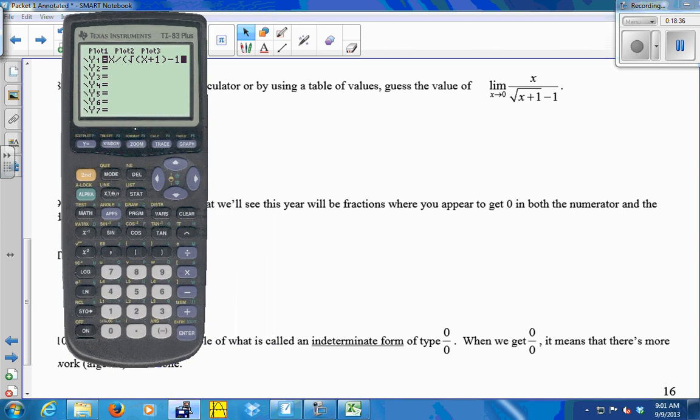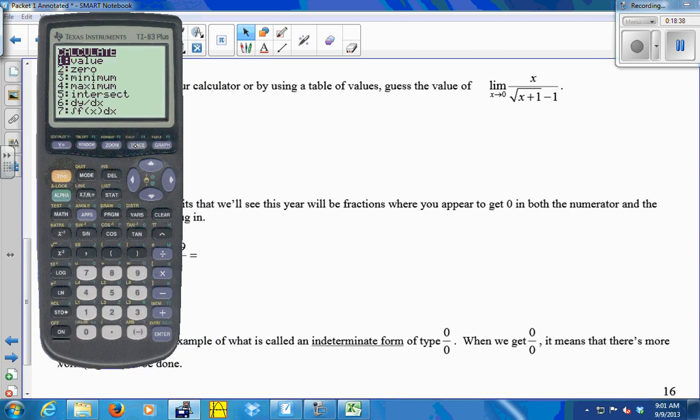So I'm going to look at a table of values. And I'm going to type in values close to 0, from the right of 0 and from the left of 0. So what are some values close to 0, or just any value close to 0 but to the right of 0?